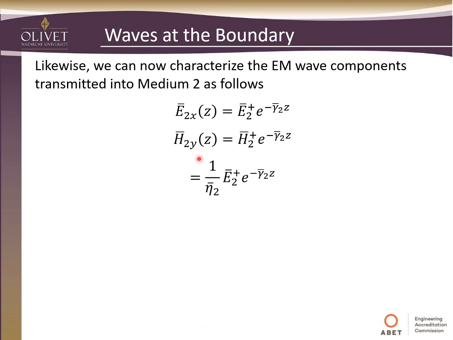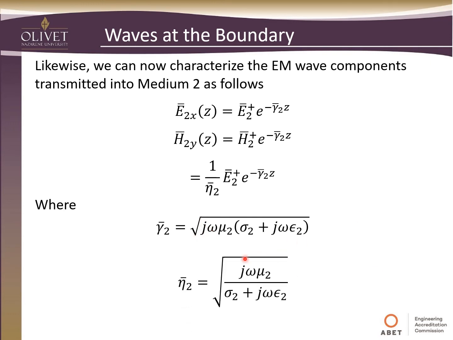So again, we can write this in terms of just the electric field, with the intrinsic impedance being what relates the electric and magnetic fields. And again, we have this propagation constant, defined for our medium number 2, where you can see all the parameters have subscripts of 2. The frequency stays the same as it's dependent on the source. Same thing with the intrinsic impedance. Again, just a function of the material and the source frequency.